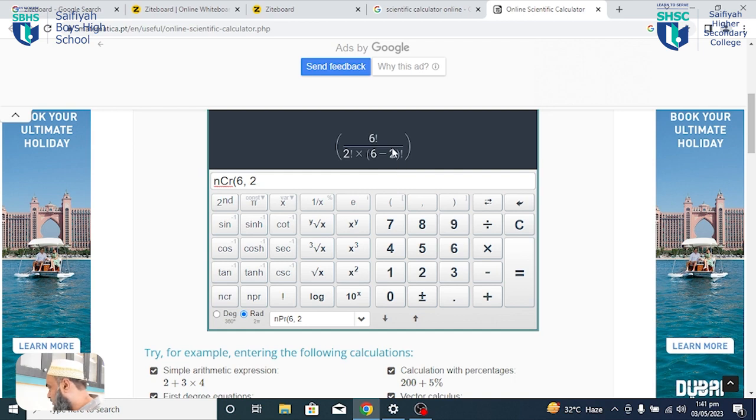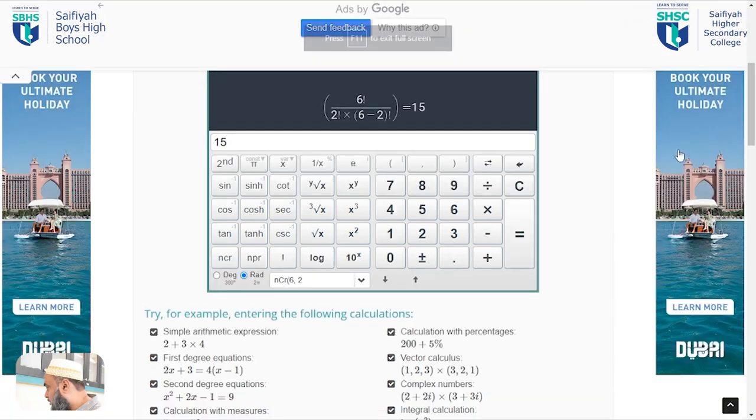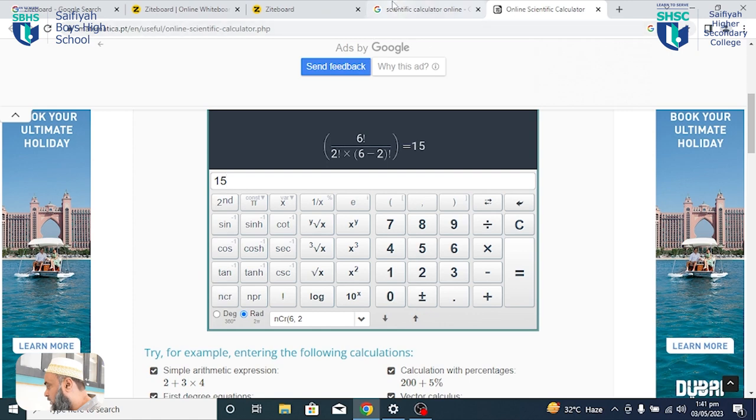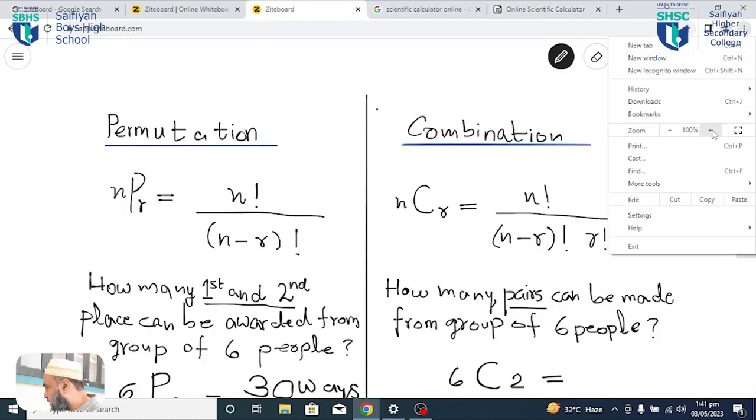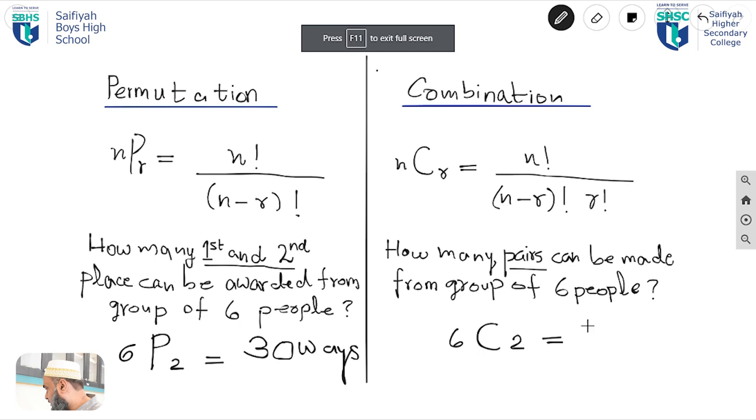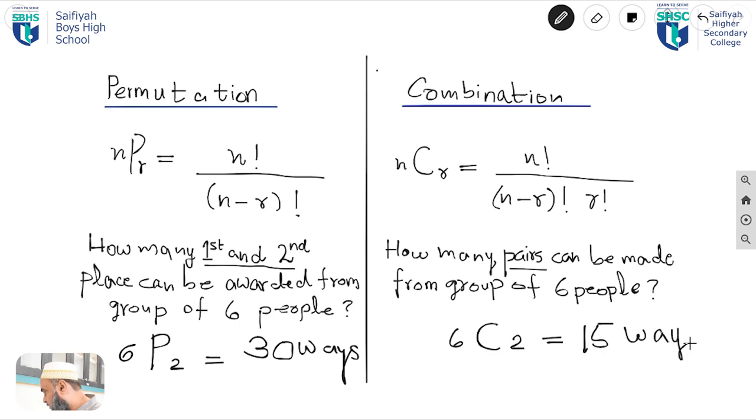So this is the formula. The calculator has written the formula. Now let's see how many ways we can arrange the first and second position in the group of 6 people. We can arrange them in 30 ways. So 6P2 is nothing but 30 ways.